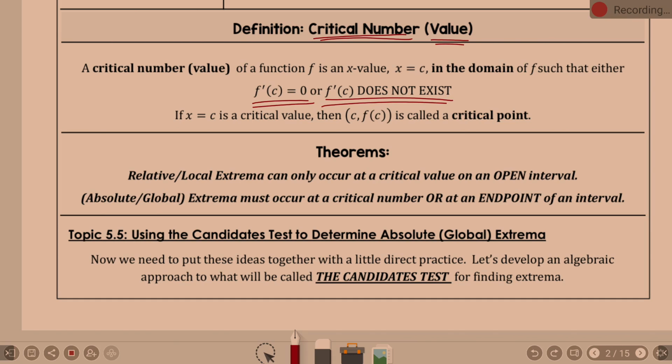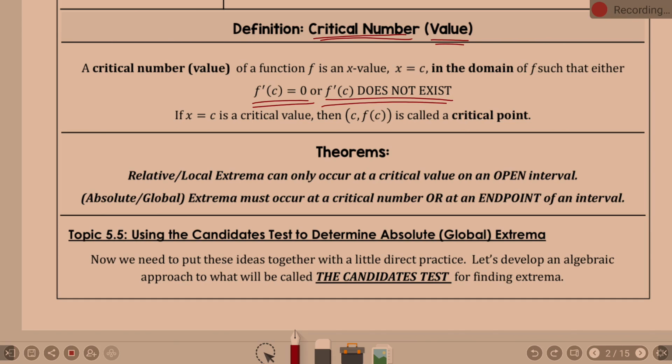I've mentioned this before, when we talk about finding our extrema, our mins and maxes, I always think take the derivative, set it equal to 0. I just forget that you don't know that yet. So if c is a critical value, then (c, f(c)) is called a critical point when you put it in the ordered pair.